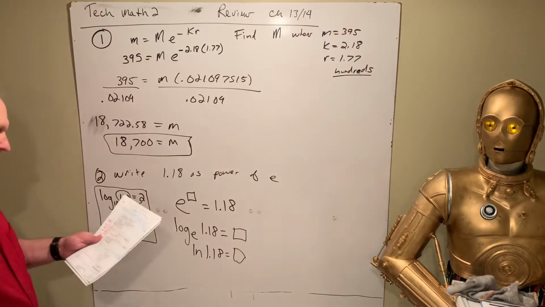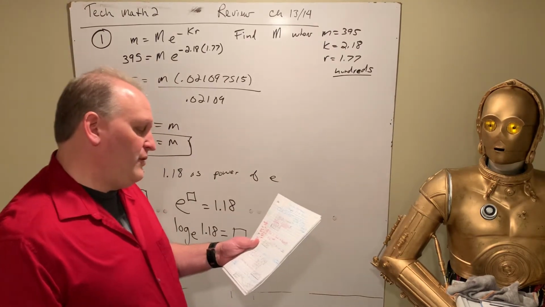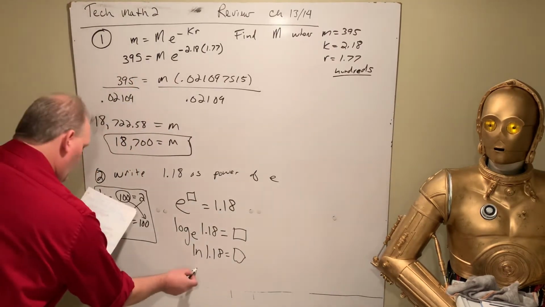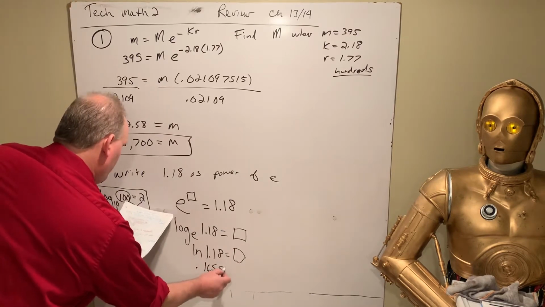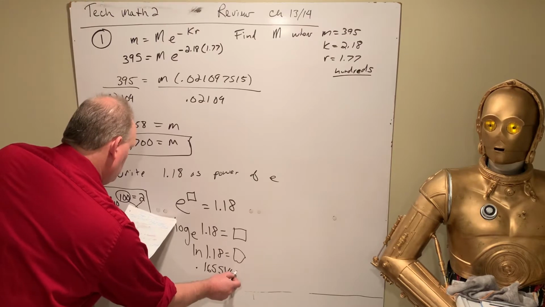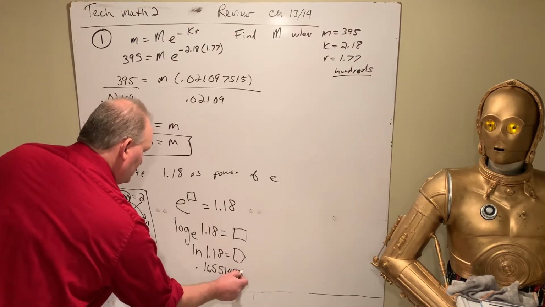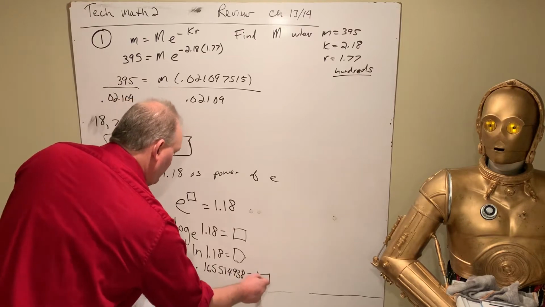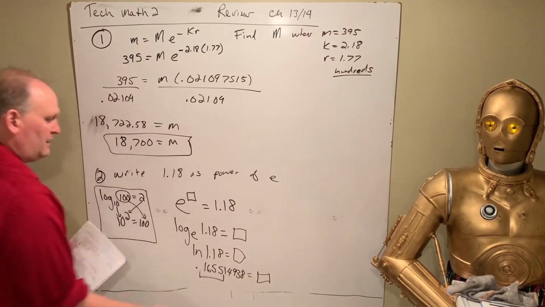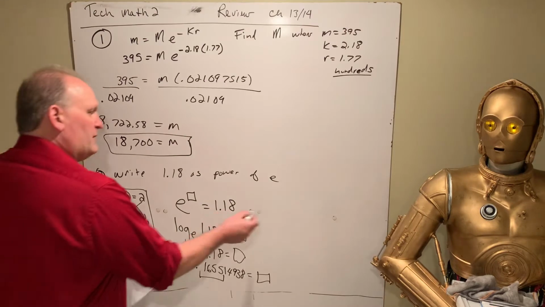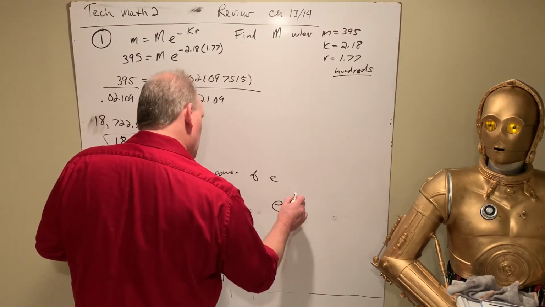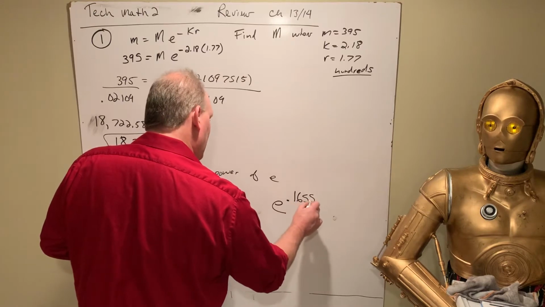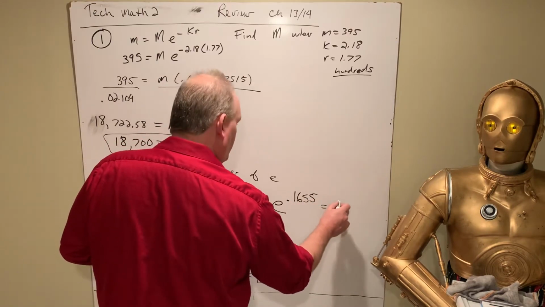So you take the ln of 1.18, that is 0.165514938, I guess, or 438. I'm not sure which one it is. But we only need 4 decimal places. So when we write this answer, we say e to the 0.1655 is equal to 1.18.